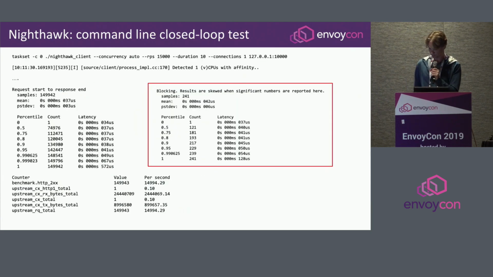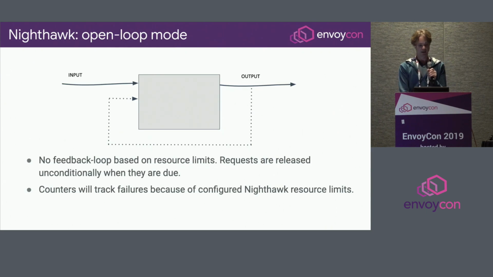In closed-loop mode, Nighthawk will report how much time was spent blocked waiting for the server to respond. In open loop mode, the load generator can send multiple asynchronous requests without waiting for the server to respond. This is more like how browsers work, especially in HTTP2. In open loop, we strive to provide a constant workload to the server throughout time within configured resource limits.